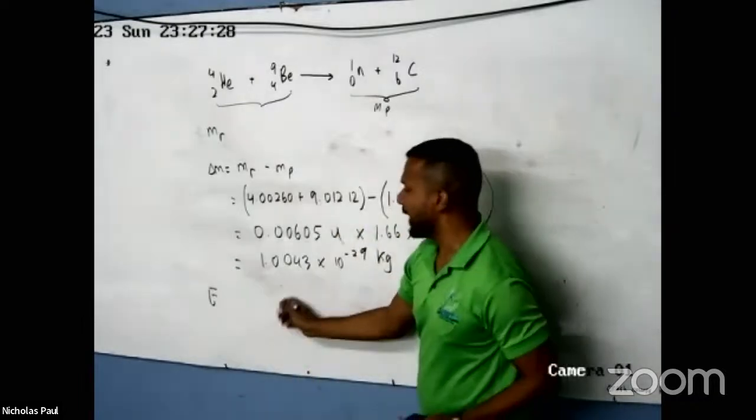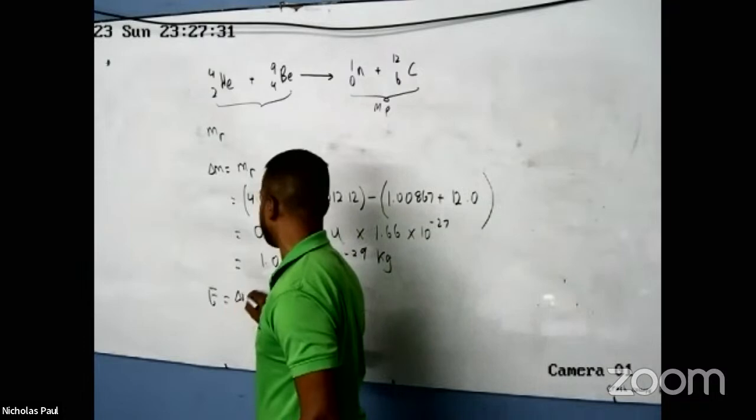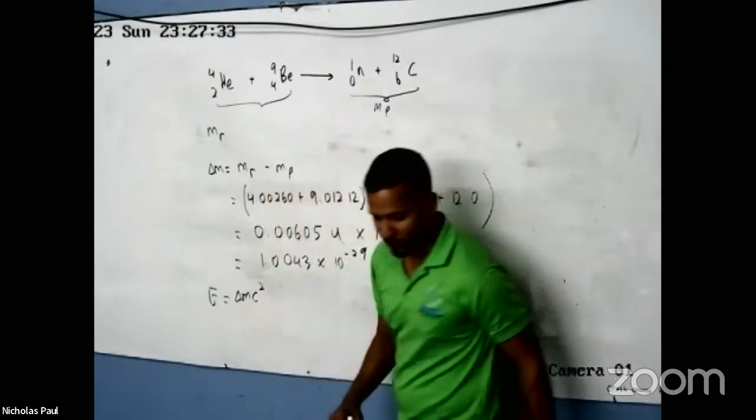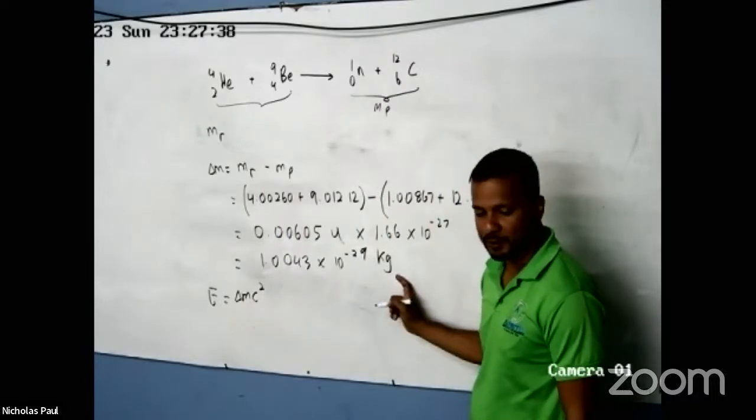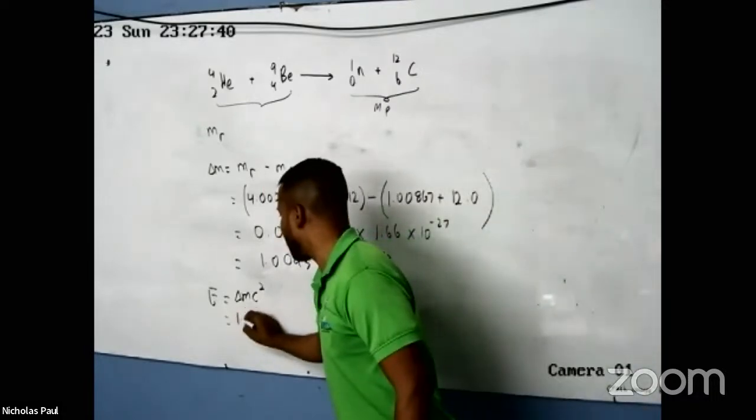Right? How do we get the energy? The energy is the change in mass multiplied by the speed of light squared. So you have your change in mass here already in kilograms, and then multiply by the speed of light squared.